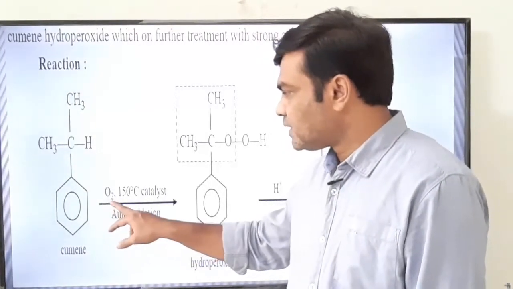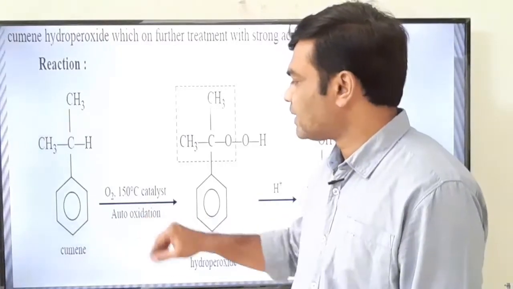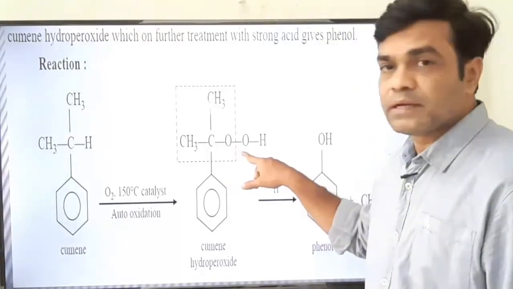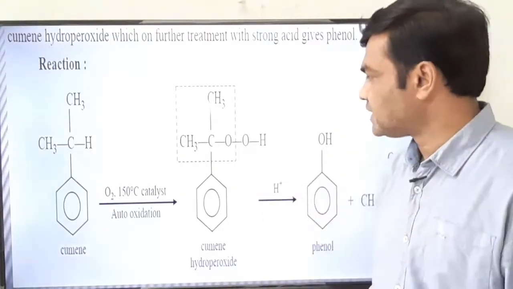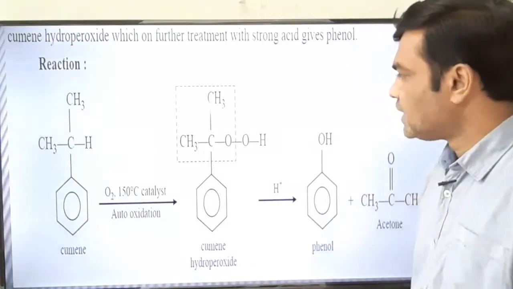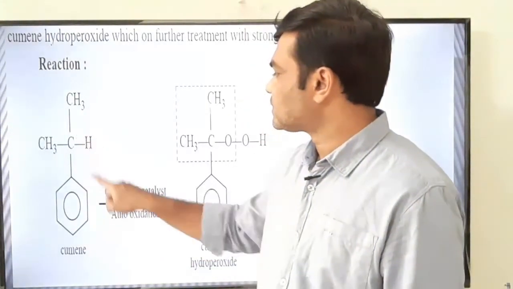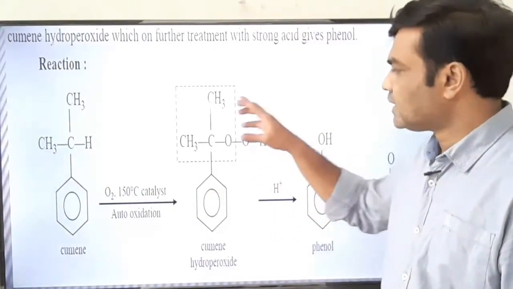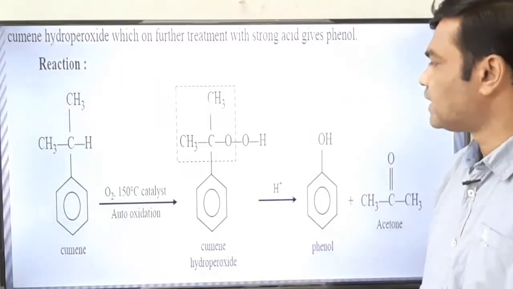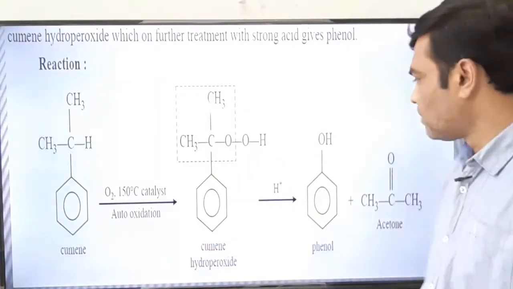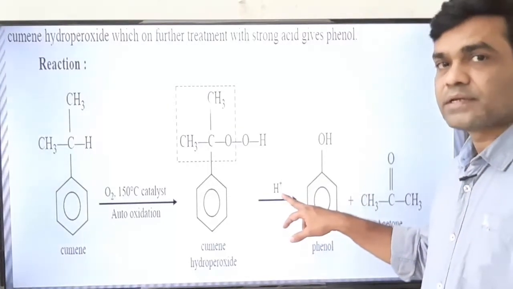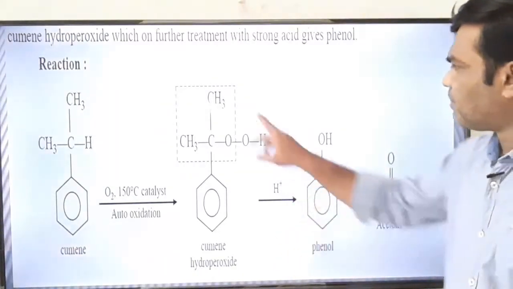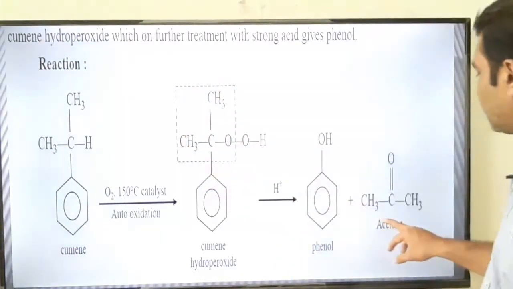When this cumene is treated with oxygen at the particular temperature, auto-oxidation takes place, and here we get the peroxide. When an oxygen-oxygen linkage is present, that is called a peroxide. Here an insertion reaction takes place. This oxygen is inserted here and we get the hydroperoxide. It is obtained from cumene, that's why it is called cumene hydroperoxide. Then that cumene hydroperoxide on reaction with acid hydrolysis gives phenol, and the byproduct obtained is acetone.